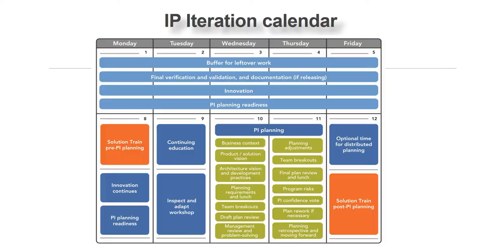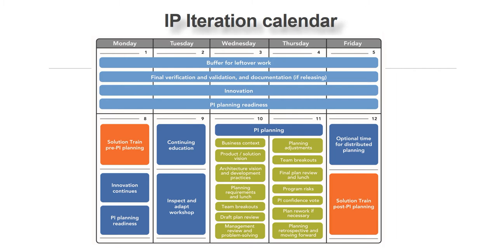So let me show you how it usually looks. The first week you would really just focus on innovation and planning. The second week is when the innovation continues, and on the second day you have the inspect and adapt workshop that we just talked about, and on the 10th and 11th day you have the next PI.